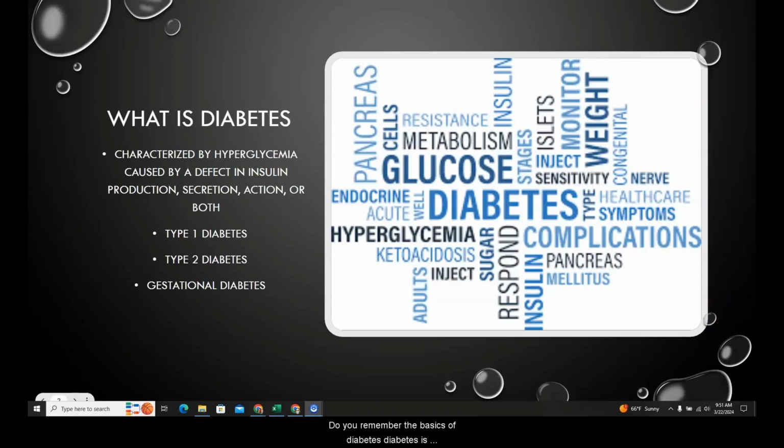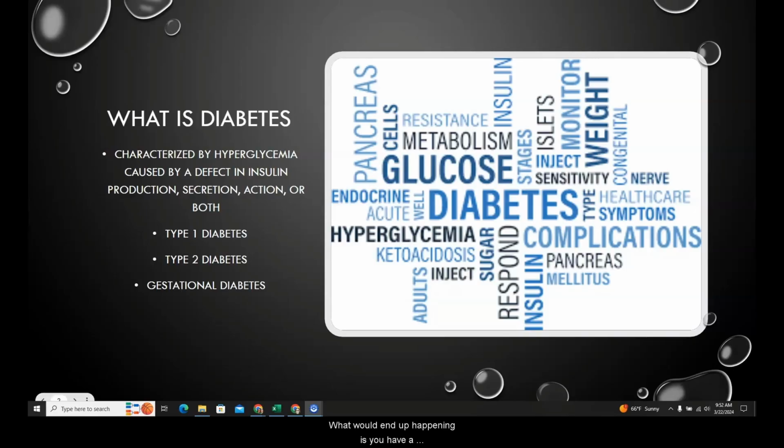If you remember the basics of diabetes, diabetes is characterized by hyperglycemia, so excess glucose in the blood raises our glucose levels. We'll have elevated blood glucose results in a finger stick glucose. It can be caused by a defect in insulin production, a defect in the secretion or the action of insulin, or both. We have type 1 diabetes, which is typically a juvenile onset diabetes, so kids.